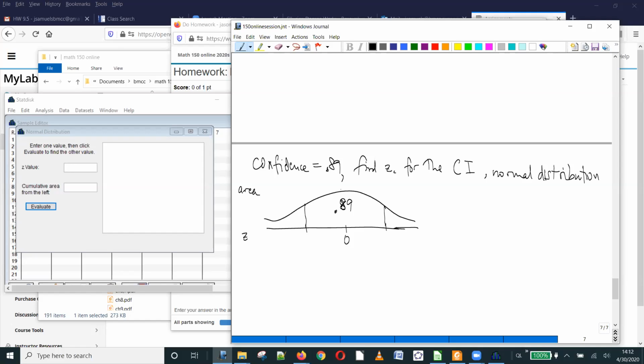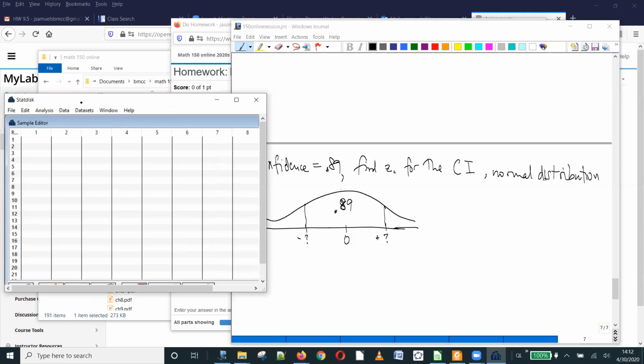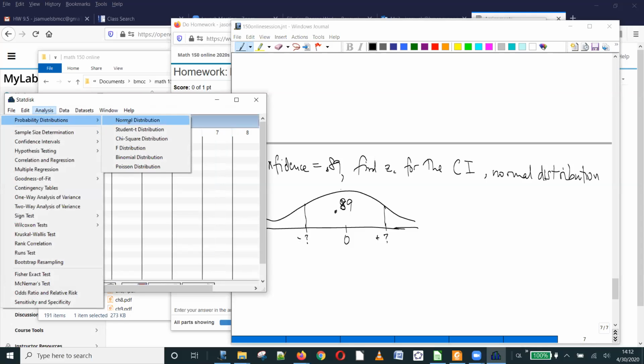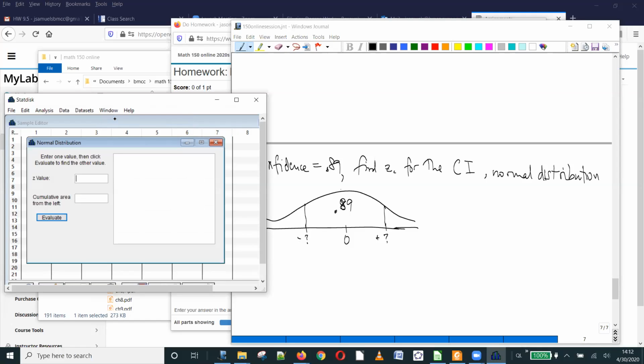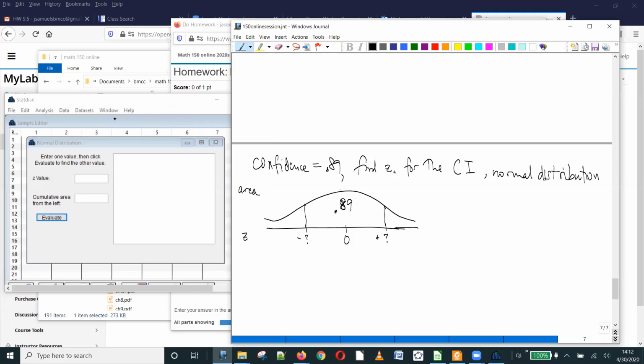So technically there's two z-scores, but they really only want the positive one. It's basically plus minus the same value. So this is a positive something, and then this is negative something. So what's that number? In order to do this, we go into StatDisk. When you go into StatDisk, which is always analysis, probability distribution, we're using a normal distribution. Now, notice nowhere does it ask what is the area in the middle. It says what's the area from the left. So in this scenario, we have to figure out what is the area to the left and use that.